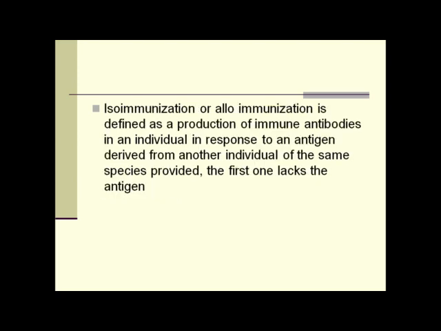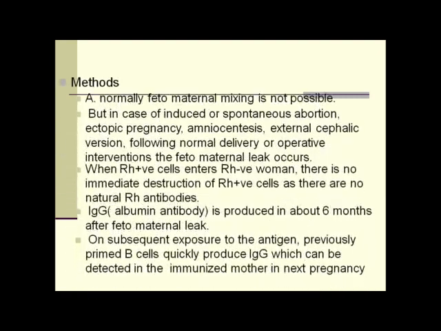Isoimmunization or alloimmunization is defined as the production of immune antibodies in an individual in response to an antigen derived from another individual of the same species, provided the first one lacks the antigen.